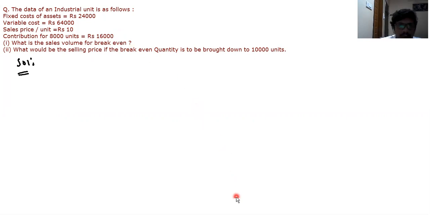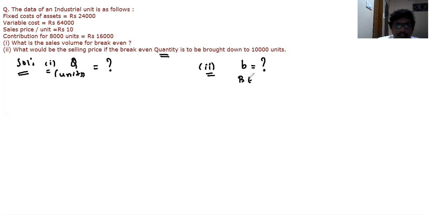So what we need to find out? What is the sales volume for break even? So we need to find the break even point in terms of quantity or in terms of number of units, right? And this is the first part of the question. What is the second part of the question? What would be the selling price? The selling price per unit, I'm assuming it as small b, if the break-even point or break-even quantity is brought down to 10,000 units.